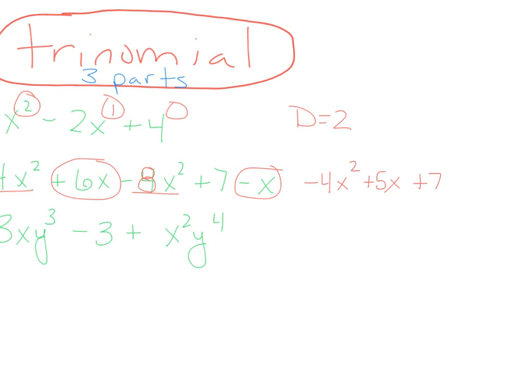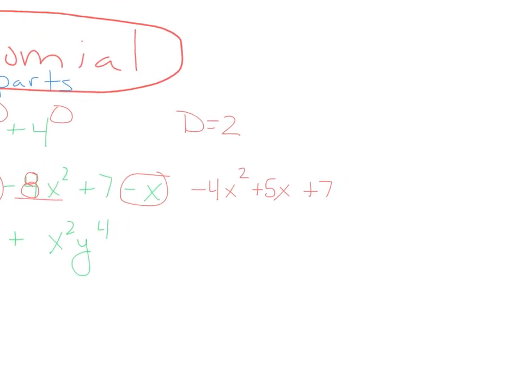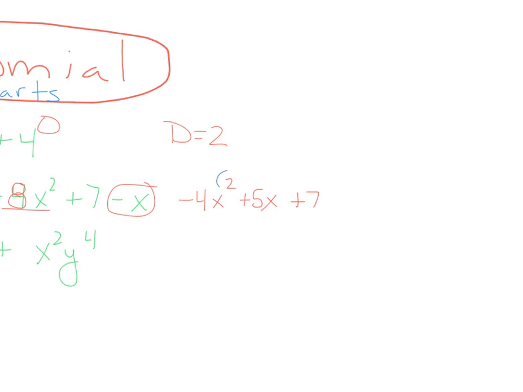So now again, your degree is simply your exponents. If I look here, I have a 2, there's a 1 here, and there's nothing there. So my degree here is going to be 2.